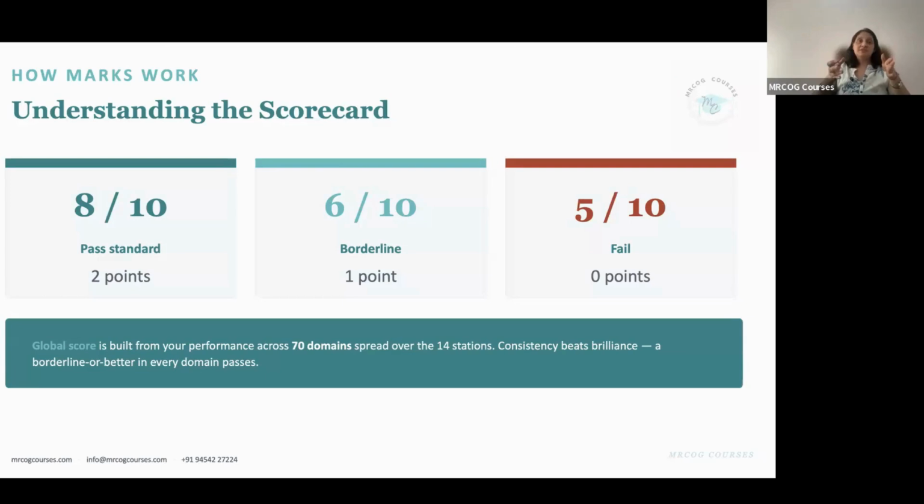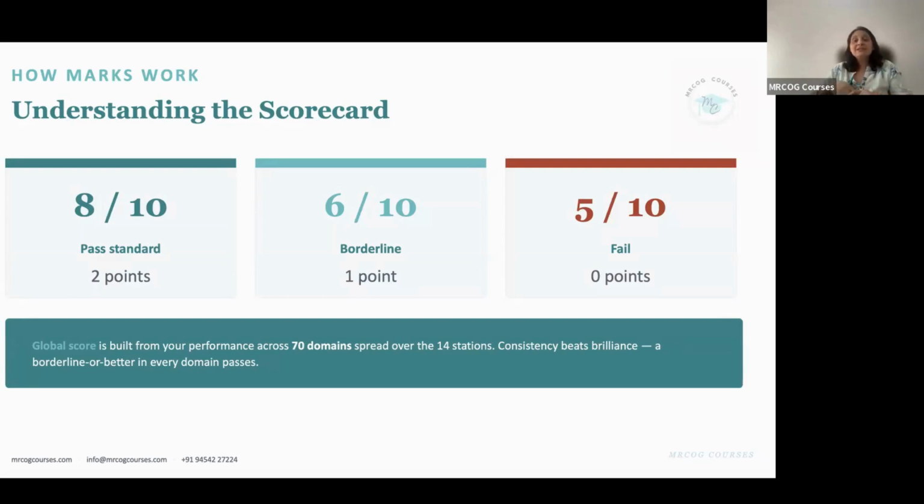Now, along with the station marks, there is a global score, which an examiner gives you based on how he perceives you as a confident, safe doctor. The global score is built from your performance across 70 domains. Why do I say 70 domains? Because I have added up the total number of domains asked in all the stations. There will be nearly 70 domains tested across all the stations, and accordingly the global score is built up.